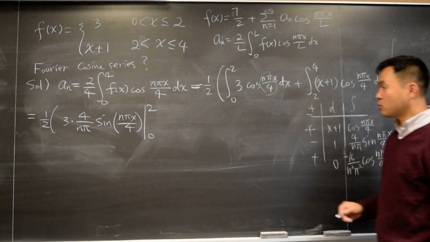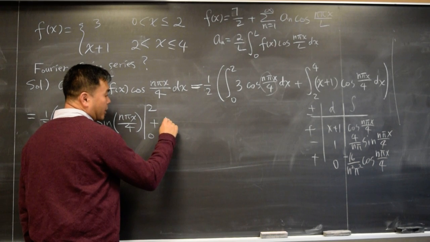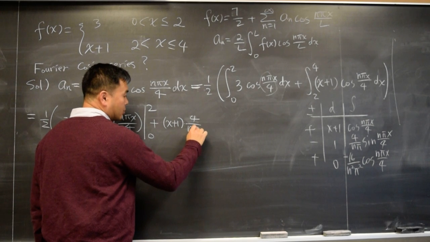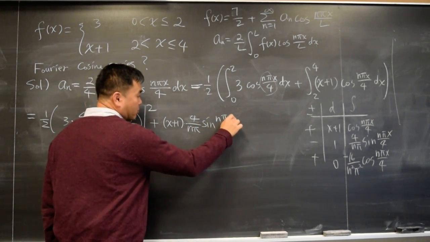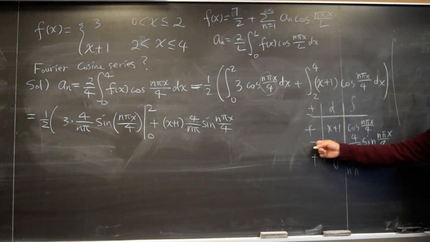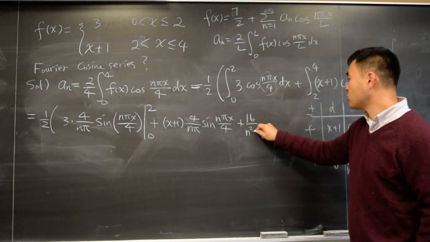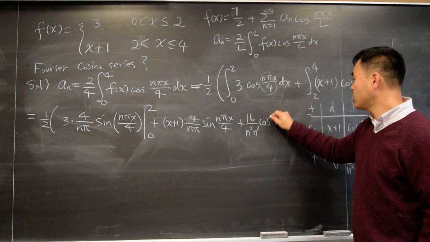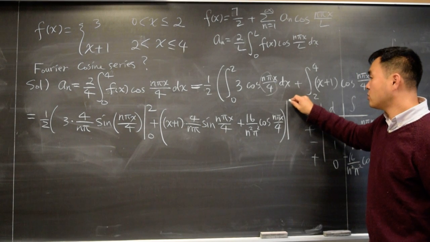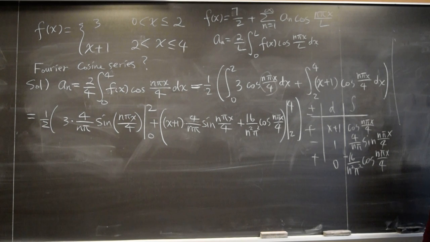And using this, if you read what you have, you get plus x plus 1 times 4 over n pi sine n pi x over 4. And then the next one is negative times negative, which is positive, so it's plus 16 over n squared pi squared cosine n pi x over 4, and to this you have to plug in 4 and 2. The entire thing has to be divided by 2 afterwards. Okay?